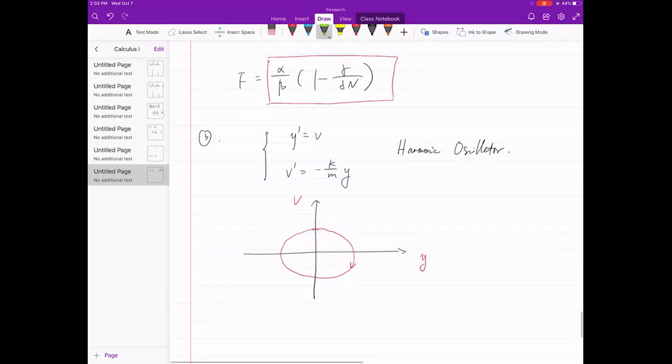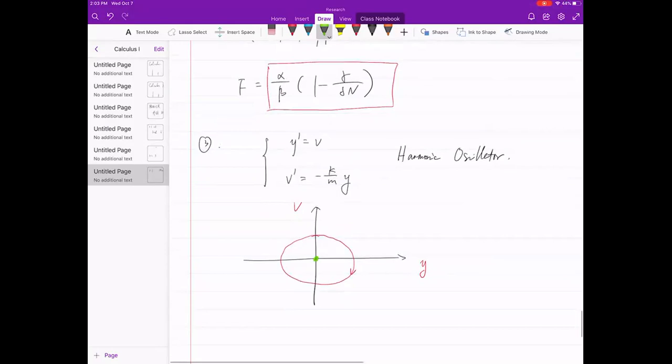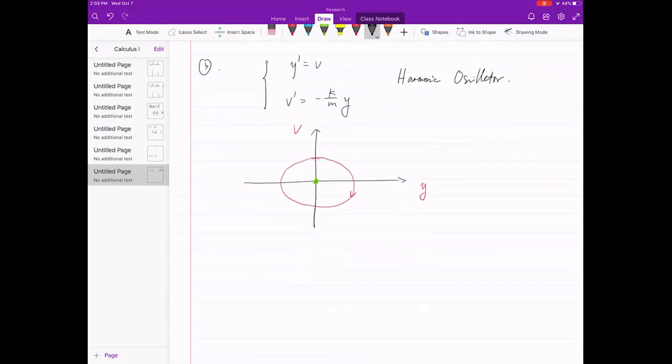The first thing we observe is we only have one equilibrium, which is at 0, 0. I think that is pretty easy to see. You just set this to be 0 and this to be 0. You solve the system. You find 0, 0 is the only equilibrium. So that makes sense.